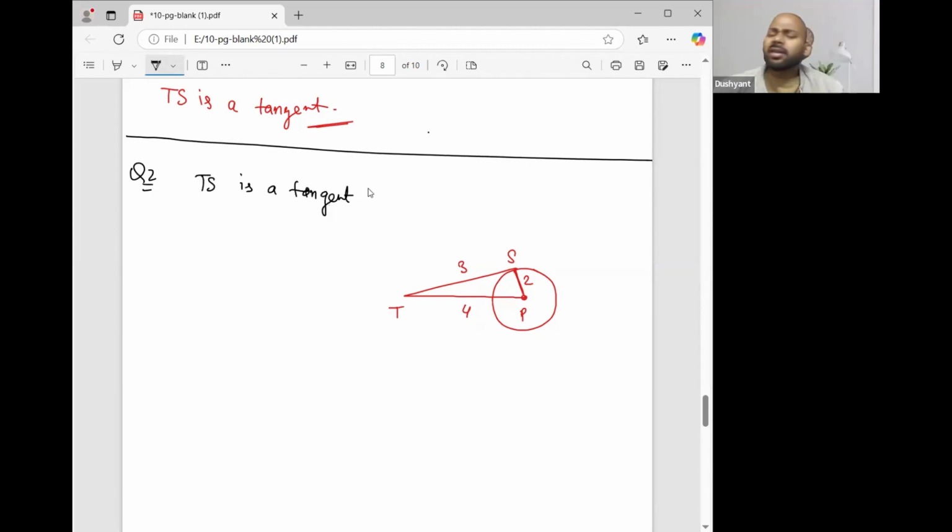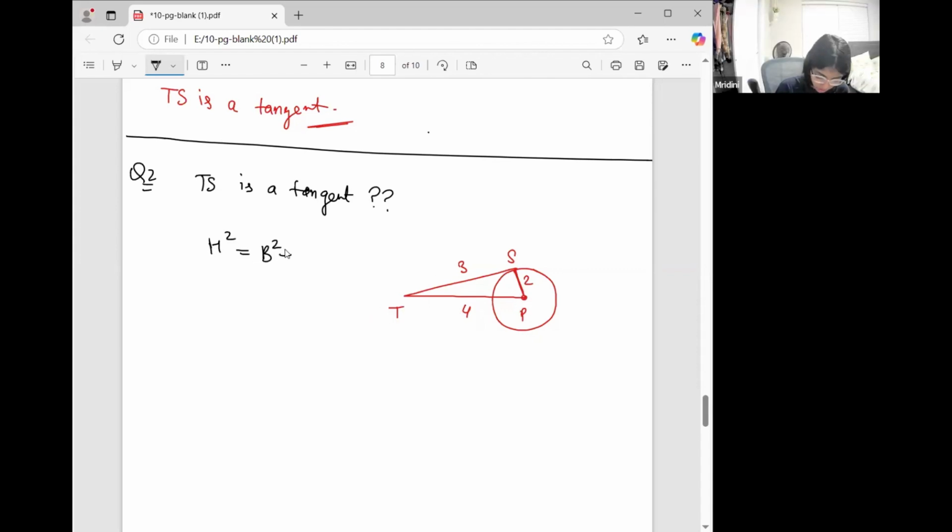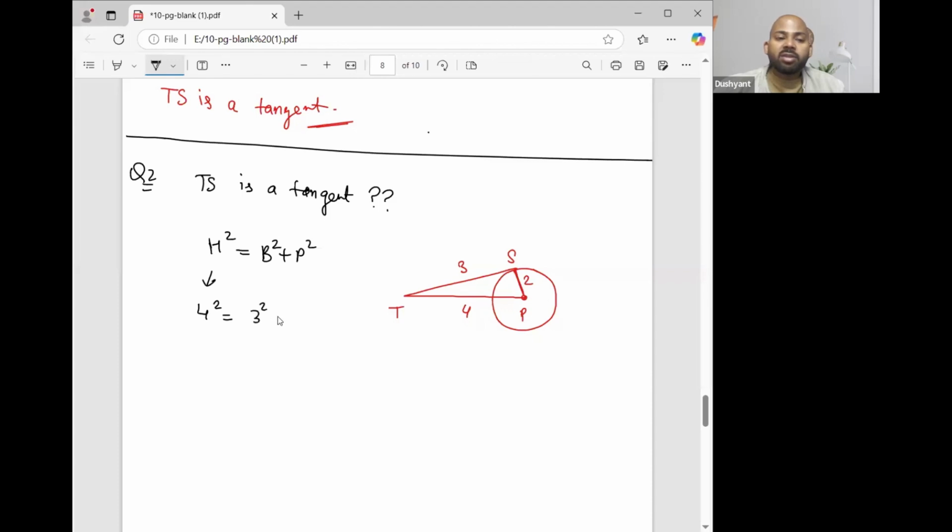It doesn't matter. You can take any number as a perpendicular and any number as a base. Just check which is the hypotenuse. Hypotenuse is important here, so the longest one is the hypotenuse. So 4 square equals 3 square plus 2 square. 4 square is 16, but here is 9 plus 4, so 13 equals 16, which is not true. False. That means we can say TS is not a tangent.